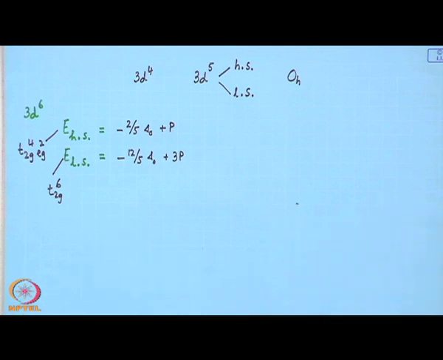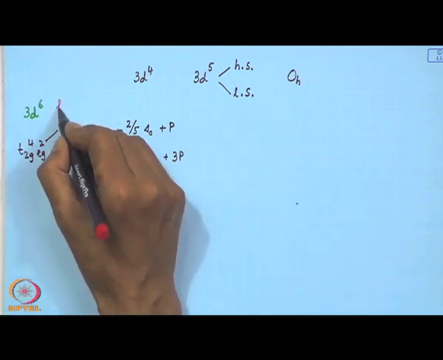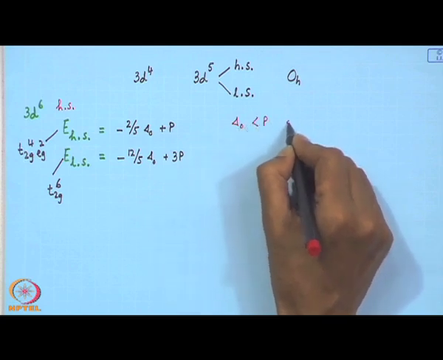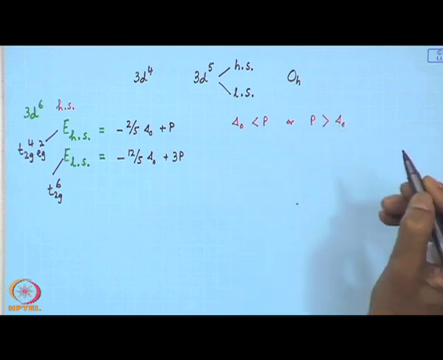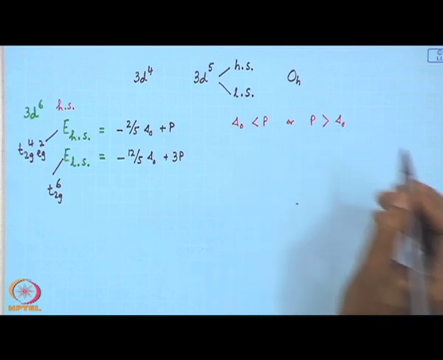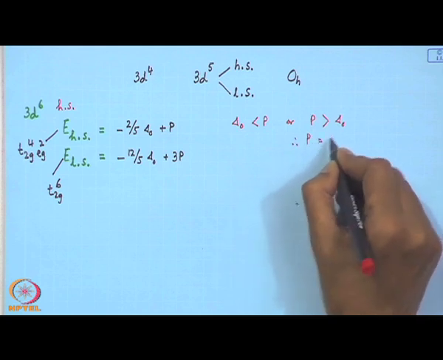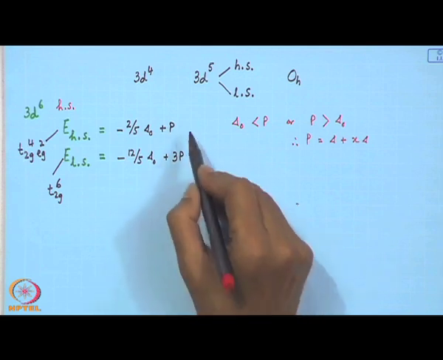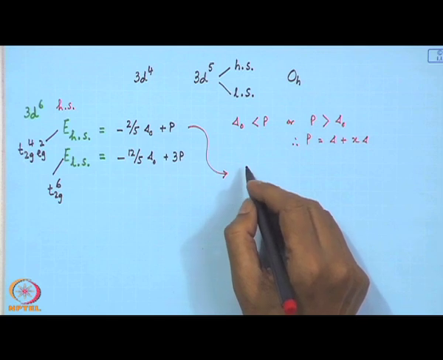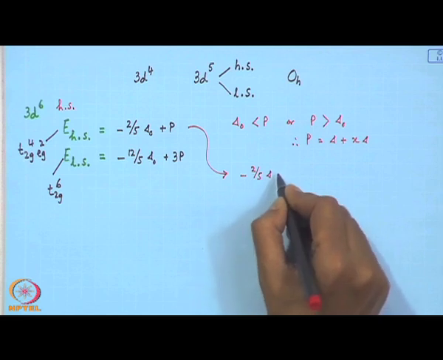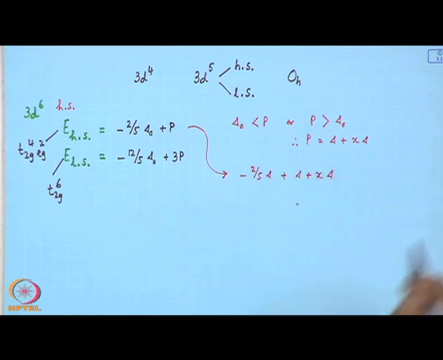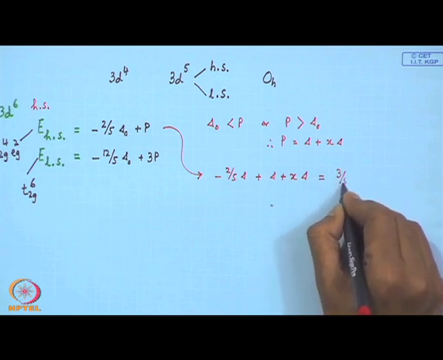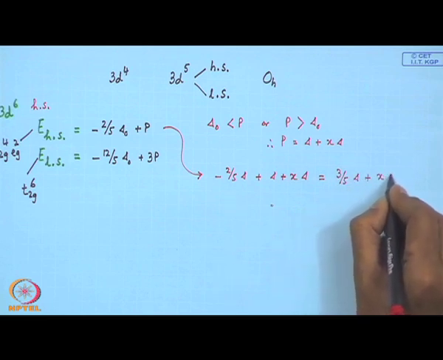So, in this particular situation, if we consider that 3d6 has a high spin configuration, in the high spin configuration we know that delta O is less than P, or P is greater than delta O. Now, since P is greater than delta, if we consider that P is equal to delta plus x delta, and put these values in, what we find is that for the high spin, the energy would be 2/5 delta plus x delta, which will be equal to 3/5 delta plus x delta.